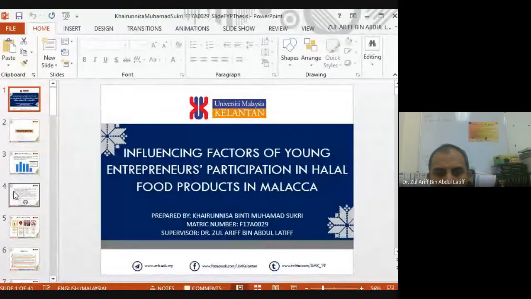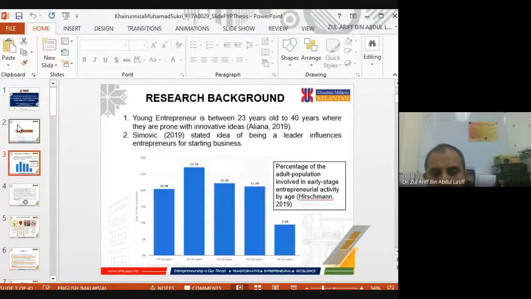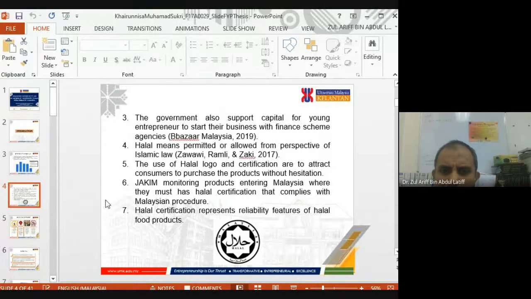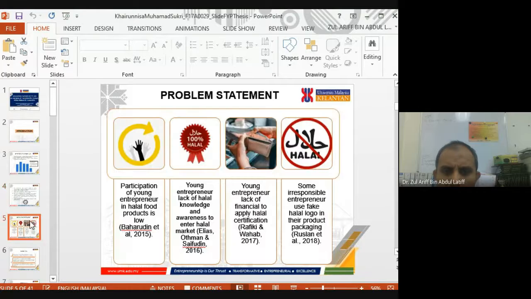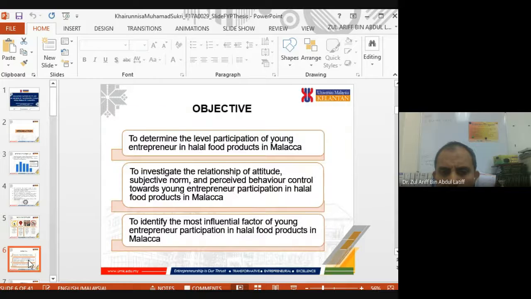Okay, the influencing factor. She put the introduction. This is how she put the background. So it looks nice. Actually, she's putting a statement from a journal. Maybe the journal is supported by authentic sources, which can also be used. Okay, and then she described what is halal. And then the problem statement, all of it has citations, on entrepreneurs, financial and so on. So this is the objective.